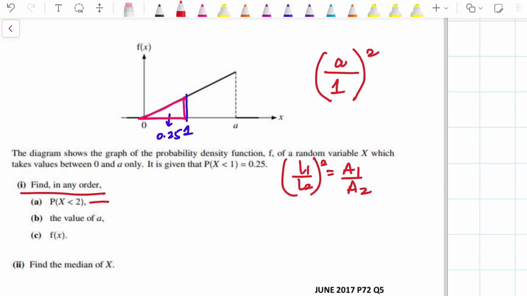And they're saying you can find the questions in any order, doesn't matter. The full area is equal to 1. And the area behind 1 is 0.25.